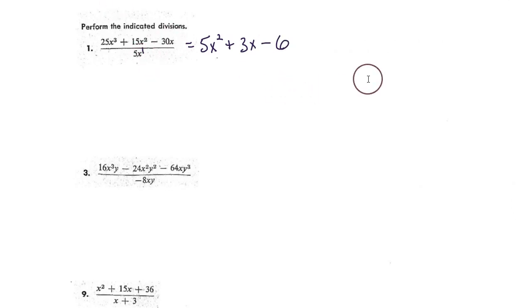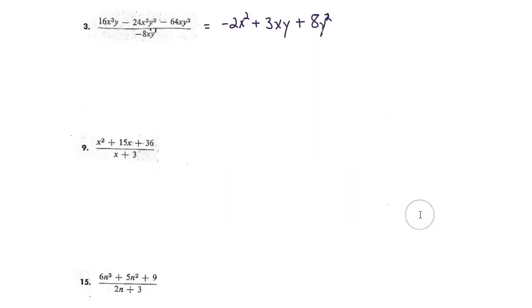Number 3 is the same thing. Divide each term by the denominator. So 16 divided by negative 8 is negative 2. X cubed divided by x to the 1 makes x squared, and a y on top and a y on the bottom cancel away. Now go to the middle. Negative divided by negative makes a plus sign. 24 divided by 8 makes 3. X squared divided by x to the 1 makes x. And y squared divided by y to the 1 makes y. Now go to the last term and divide. We get positive 8. The x's cancel, and then we get y squared.